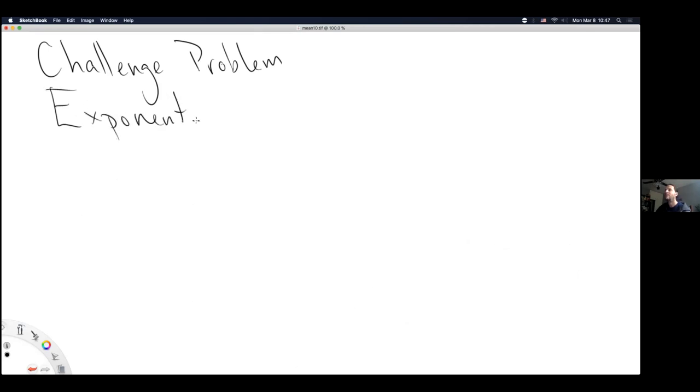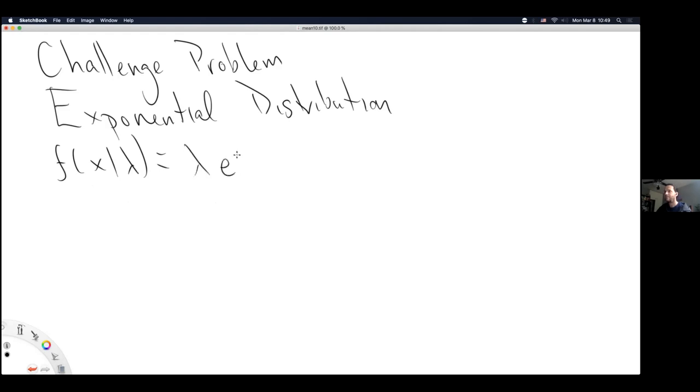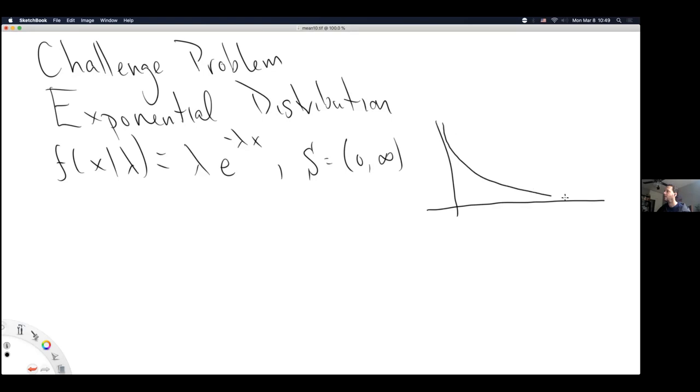I haven't told you all about the exponential distribution. So I'll draw it for us and I'll give us the density function. The density function depends on this extra value. It happens to have the name lambda. And it's a continuous distribution. So the sample space is 0 to infinity, positive infinity. And the distribution essentially looks like this. And so the challenge is find the mean.